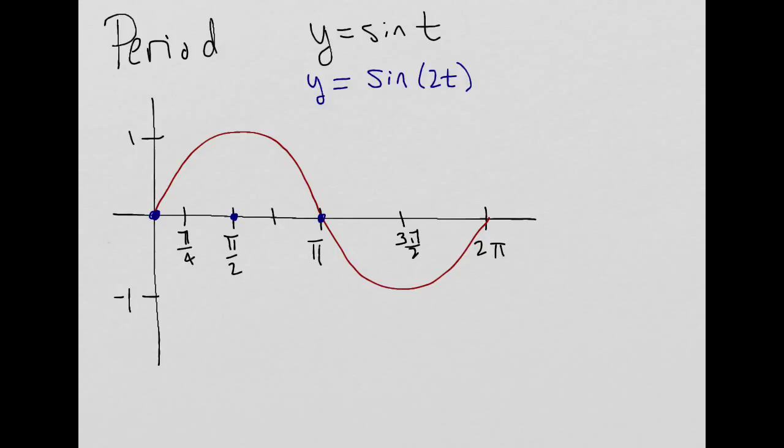Pi over 4, 3 pi over 4. If I take pi over 4 and double it, I get pi over 2. 2 times pi over 4 is pi over 2, and sine of pi over 2 we know is 1. Similarly, 2 times 3 pi over 4 is 3 pi over 2. We know the sine of 3 pi over 2 is negative 1. So I end up down here.